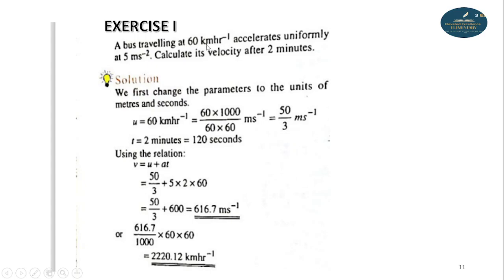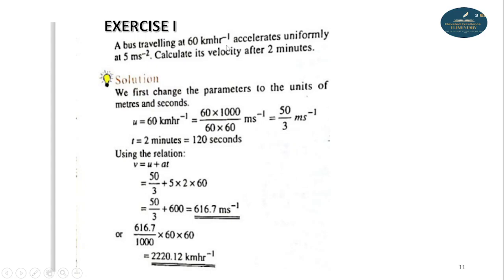So based on this, it begins to travel with 60 kilometers per hour. We now have to calculate its velocity after 2 minutes. That implies that we have the initial velocity, then the final velocity. But the unit of velocity is not kilometers per hour, it is meter per second. So we need to convert this value to a value in meter per second.